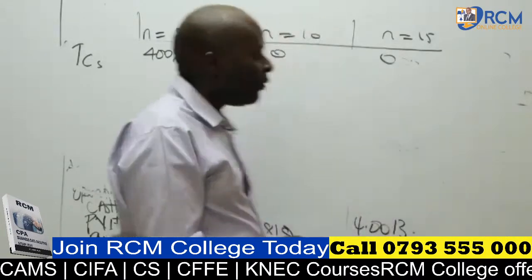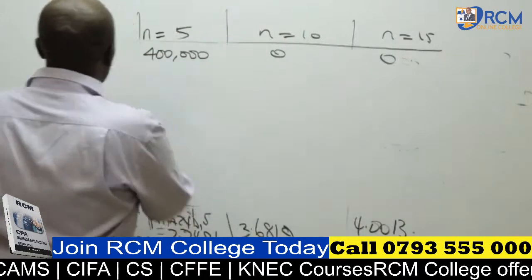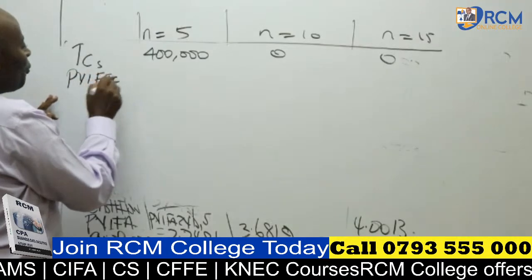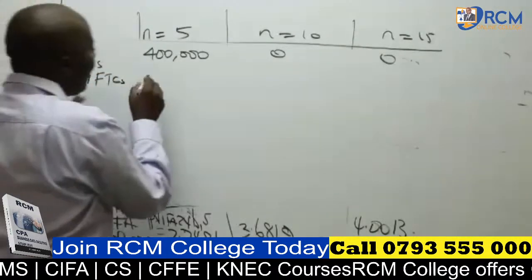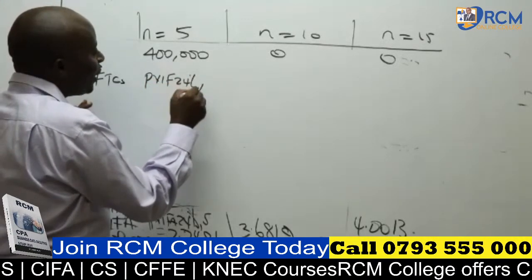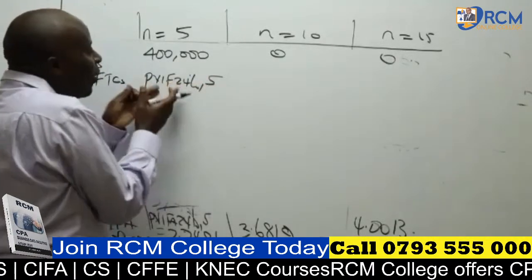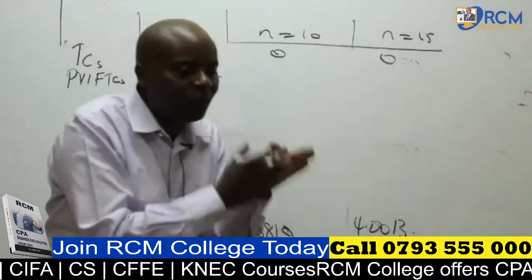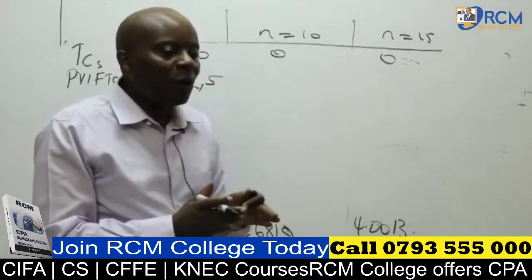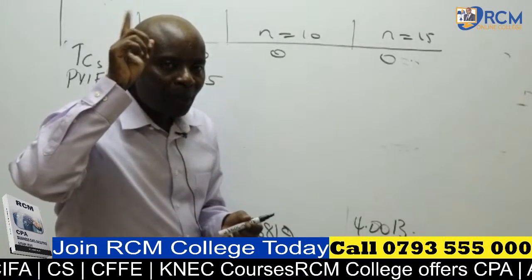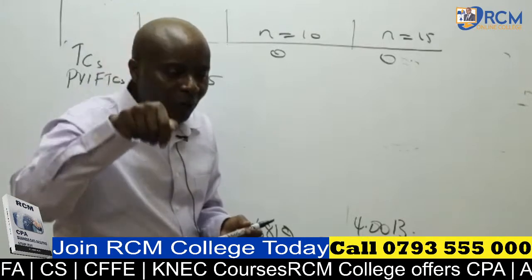Okay, so it is PVIF. So come and discount this. Please give me the present value interest factor of the terminal cash flows. Remember here, the PVIF will be PVIF 24%, N is 5. Here we are not going to use PVIFA because the 400,000 is not a repetitive figure. The 400,000 will only come to us one off at the end of year 5.